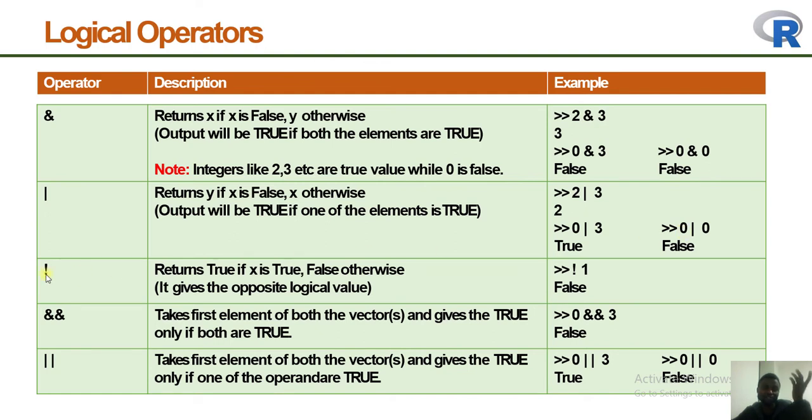And this other one returns true if the operand is false, and false otherwise. It gives the opposite logical value. So this is it. 1 is true, and here I'm saying please give me the opposite of true, and the opposite of true is false. In a situation where I say please give me the opposite of 0, 0 is false, so the opposite of 0 would give me true.